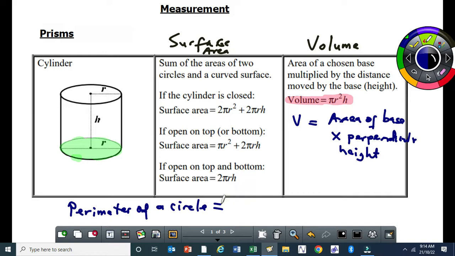Have you ever done perimeter? No. Oh, because of COVID, you didn't get the chance. Okay.